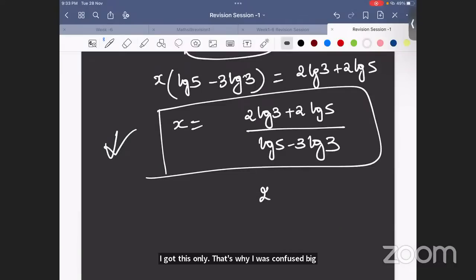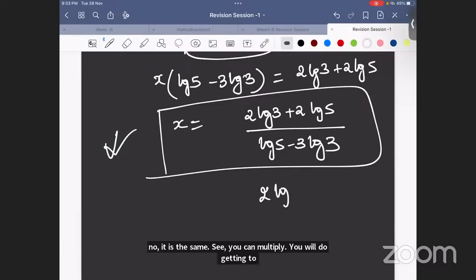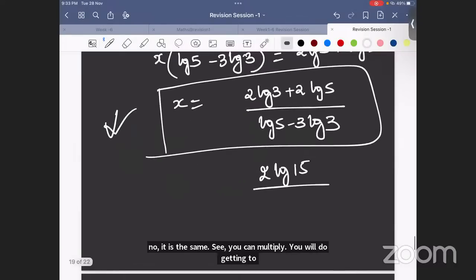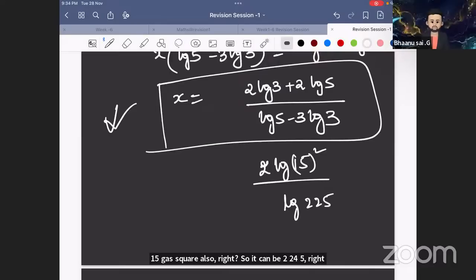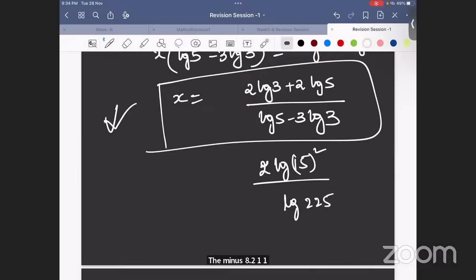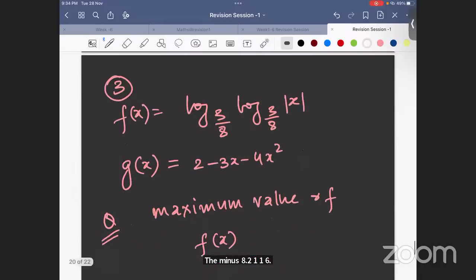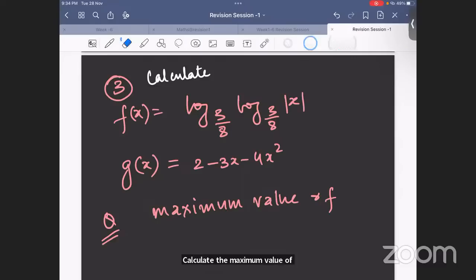See, you can multiply it, you will be getting 2 log 15. You can write it as 15 squared also, right? So it can be 225. Okay, so in that way you can write it. Now calculate this one. You have to calculate the maximum value of, not f(x), you have to calculate the maximum value of f(g(x)).